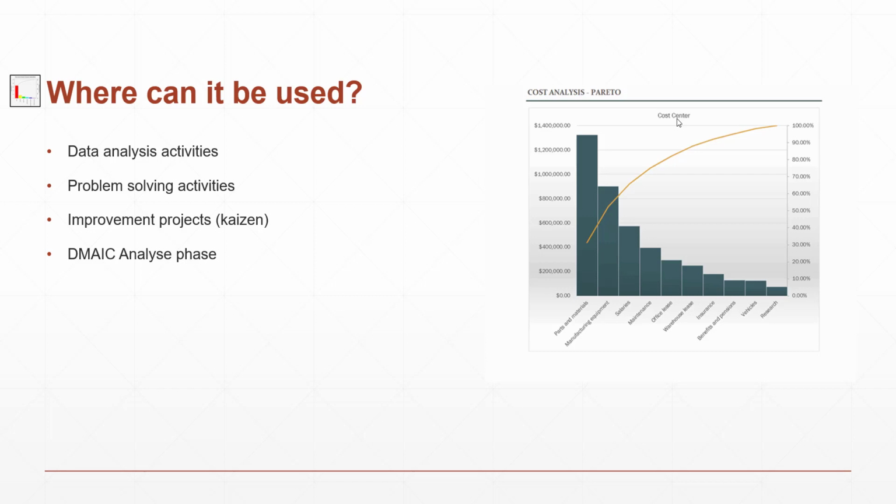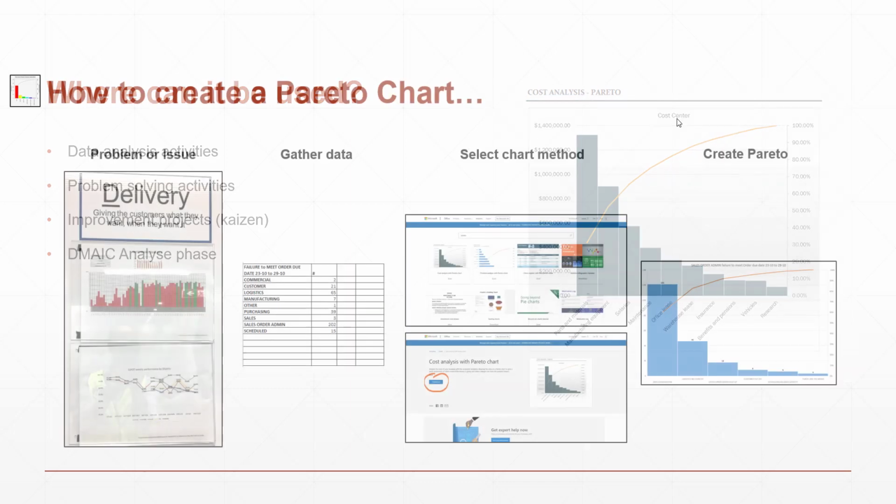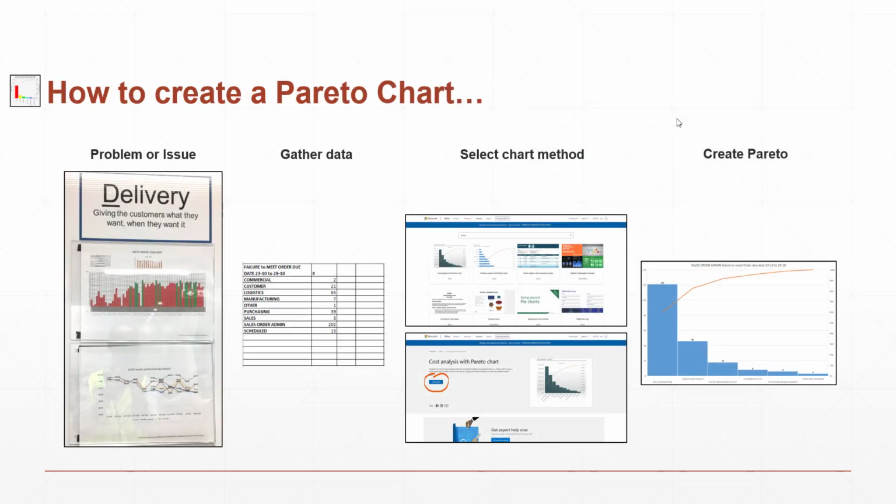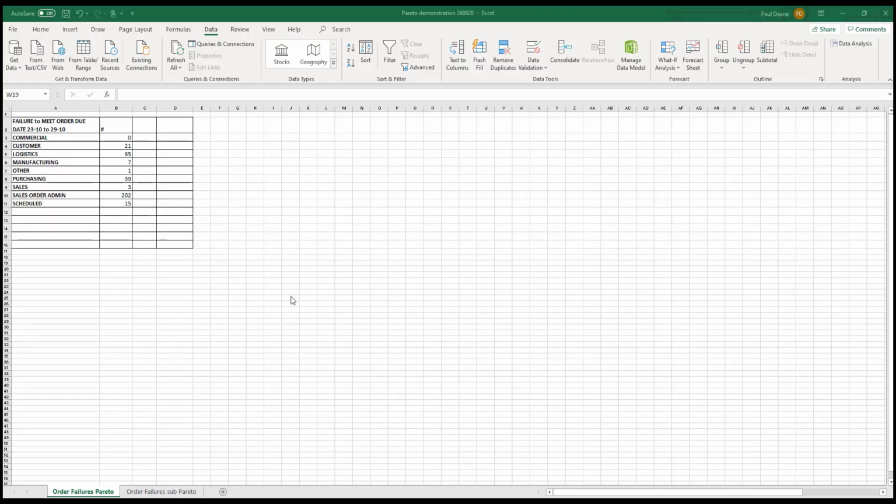So where can they be used? Pareto charts can be used in a variety of applications: data analysis, problem solving, improvement projects, or even sizable DMAIC projects. We can create a Pareto chart using the following steps. Identify the issue or the problem, gather the relevant data, select the method for creating the chart, and create the Pareto. I'll show you how to create a Pareto in Excel from scratch and then using a free template from Microsoft Office.